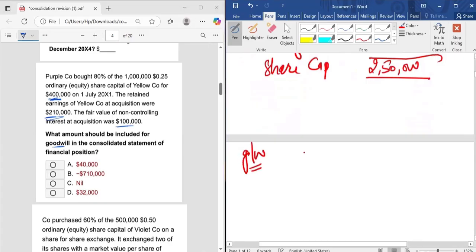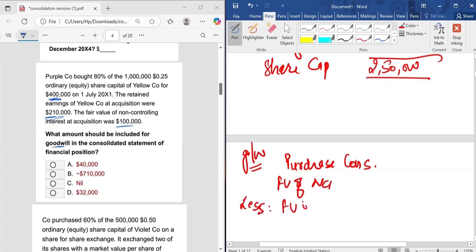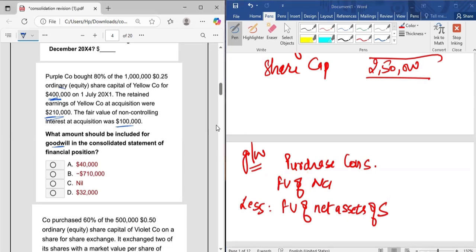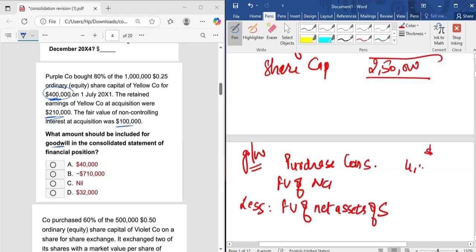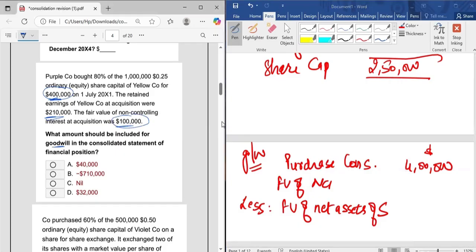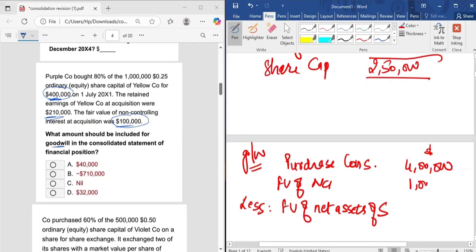The formula for goodwill is purchase consideration. I've already told you the logic behind it, that we do a like-to-like comparison. So we'll add here fair value of NCI. And from here, we'll subtract fair value of net assets of subsidiary, right? The purchase consideration they have directly given, that we have purchased it for $4 lakhs. So here I'll write 4 lakh. And they have also given us the fair value of NCI. See, here it is given $1 lakh. So here I'll write $1 lakh.